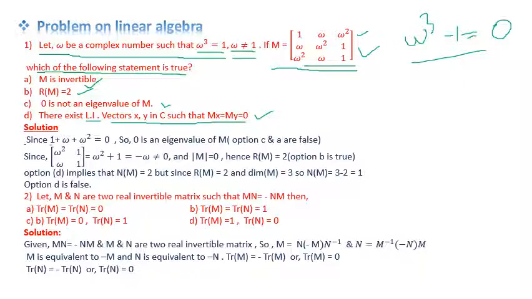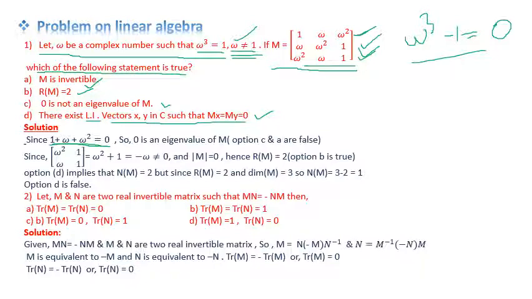So after solving this equation, since omega not equals to 1, therefore omega square plus omega plus 1 equals to 0, right? And therefore the sum of each row equals to 0. That is, sum of first row omega plus omega square plus 1, sum of second row omega plus omega square plus 1, and sum of third row omega plus omega square plus 1 equals to 0.